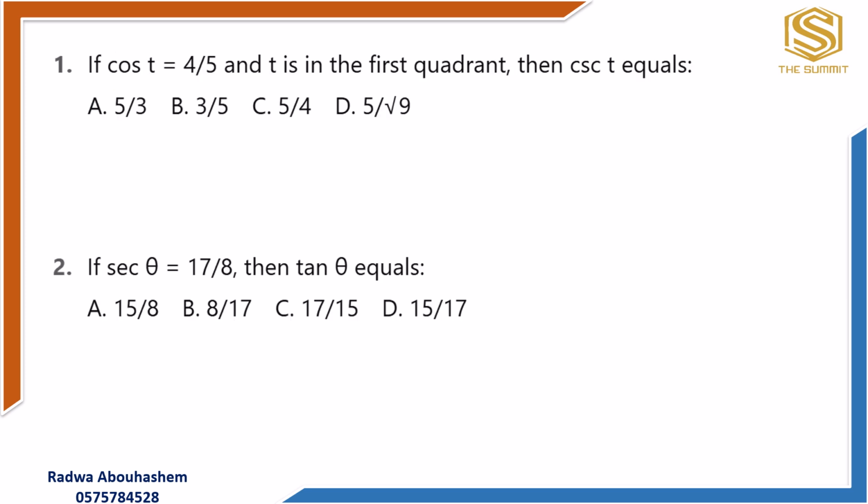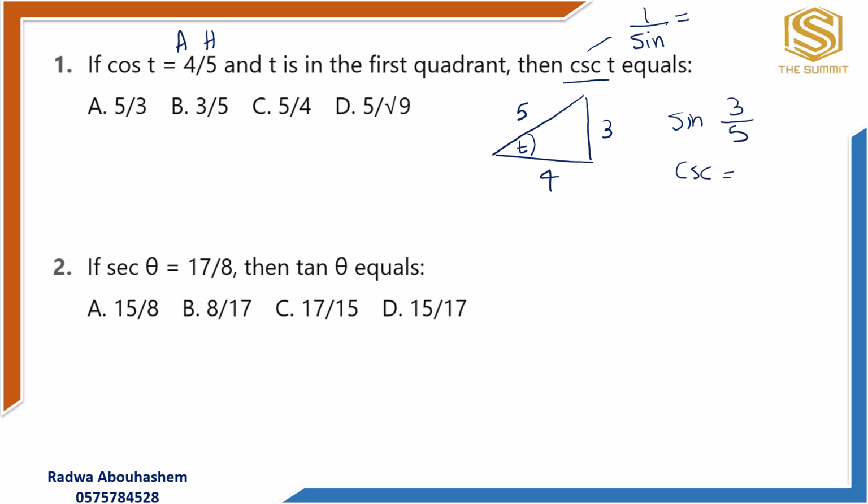If cosine t equals 4 over 5 and t is in the first quadrant, then the cosecant of t equals what? Cosecant means 1 over sine, which means hypotenuse over opposite. I don't have the sine, but I know the cosine. This is t, and the cosine is the adjacent over the hypotenuse. This is 4 and this is 5. So by Pythagoras, this would be 3. So the sine would be 3 over 5, and the cosecant would be 5 over 3.